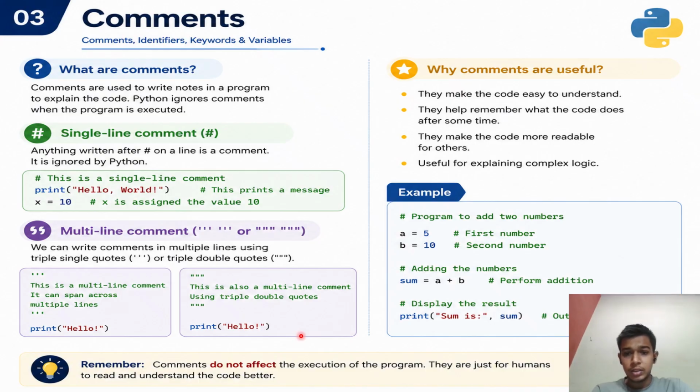Now take an example. Here we wrote a program to add two numbers. The comment explains that a is the first number and b is the second number. And here the comment explains that we are going to perform addition, adding both numbers. This makes the code much easier to understand, even for someone reading it for the first time. Always remember, comments do not affect the execution of the program. They are written only for humans to read and understand the code better. Now let's move on to our next topic.